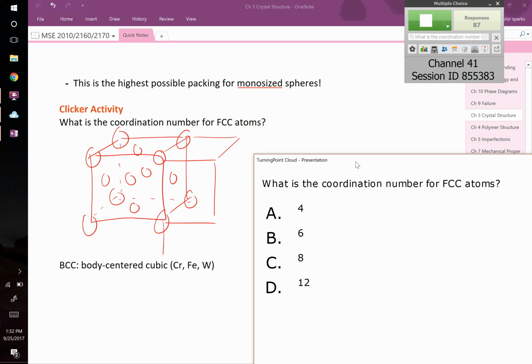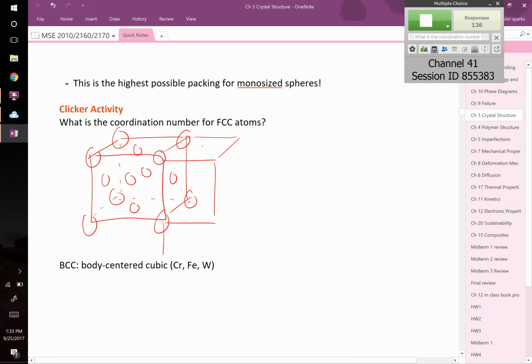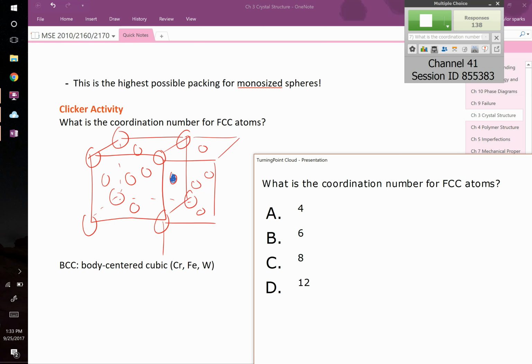Okay, another 20 seconds. Get your answers in. Okay, get your answers in. 4, 6, 8, or 12. We're going to end it. Okay, ending. How many is it? 4, 6, 8, or 12?